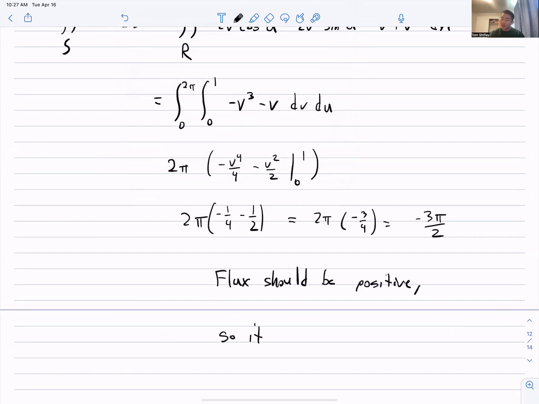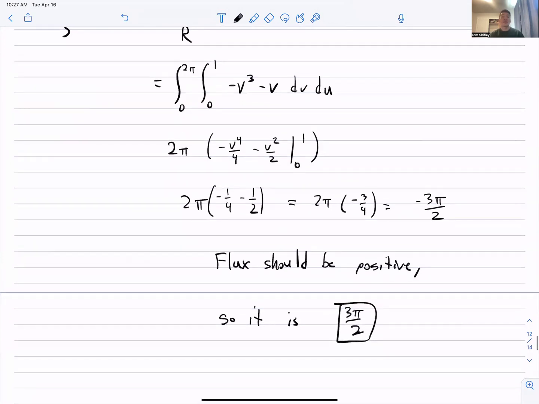So it is 3 pi over 2. The reason it's positive in this case is because the vector field is radially pointing out, so it should go in the same direction.